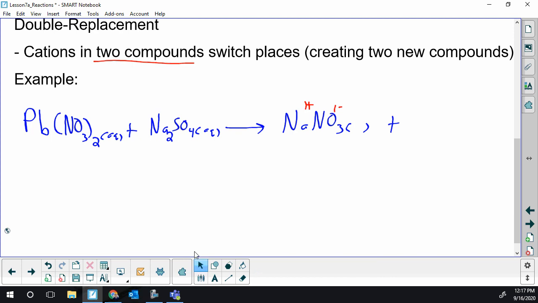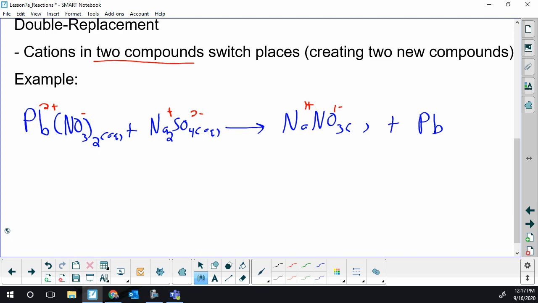Now I've got to re-look at the charges again. My lead is going to pop in where the sodium was. So we're going to have lead sulfate. Pb. Okay. This was lead 2 plus, nitrate plus 2 minus. It's helpful. You need to be aware of those charges at the beginning because they carry forward.